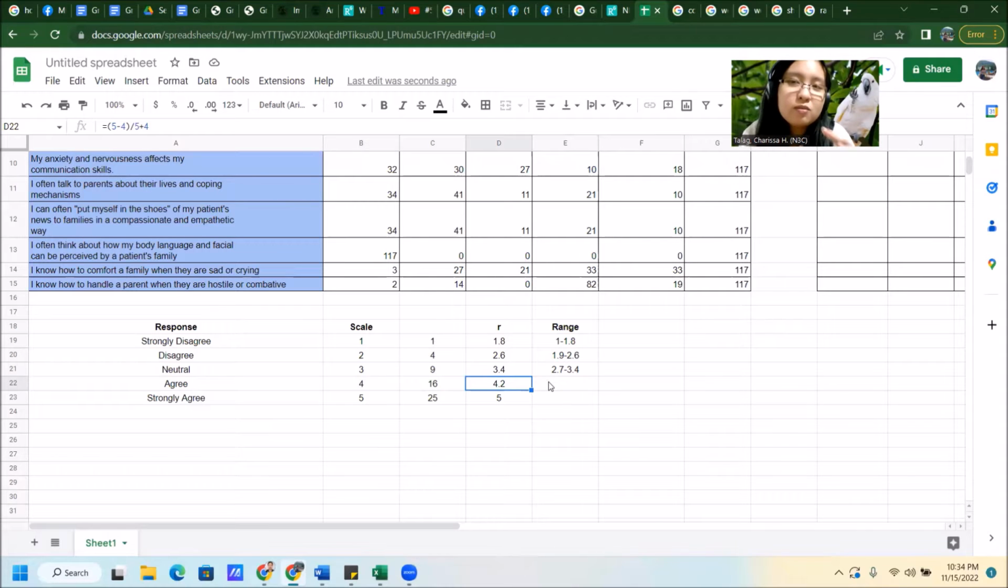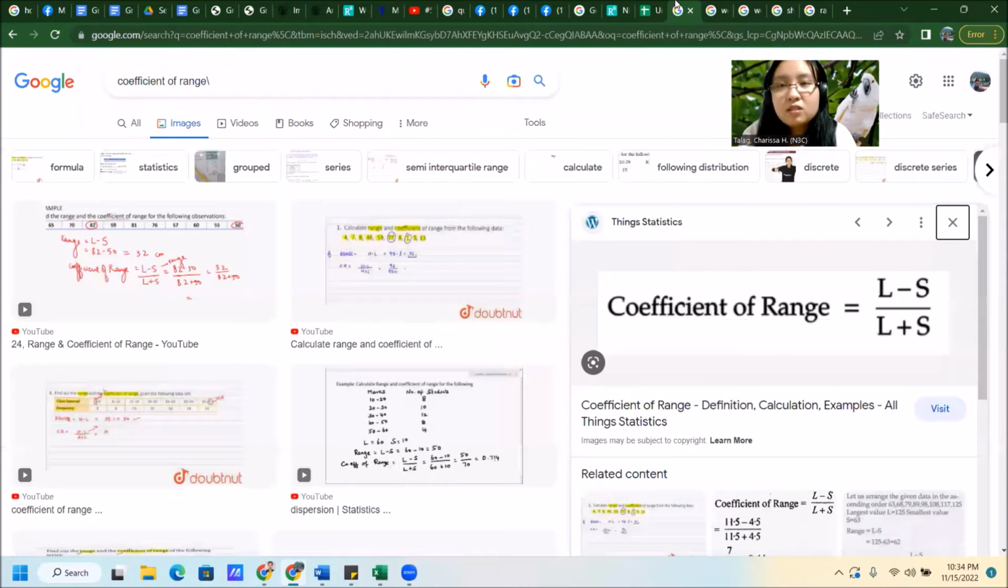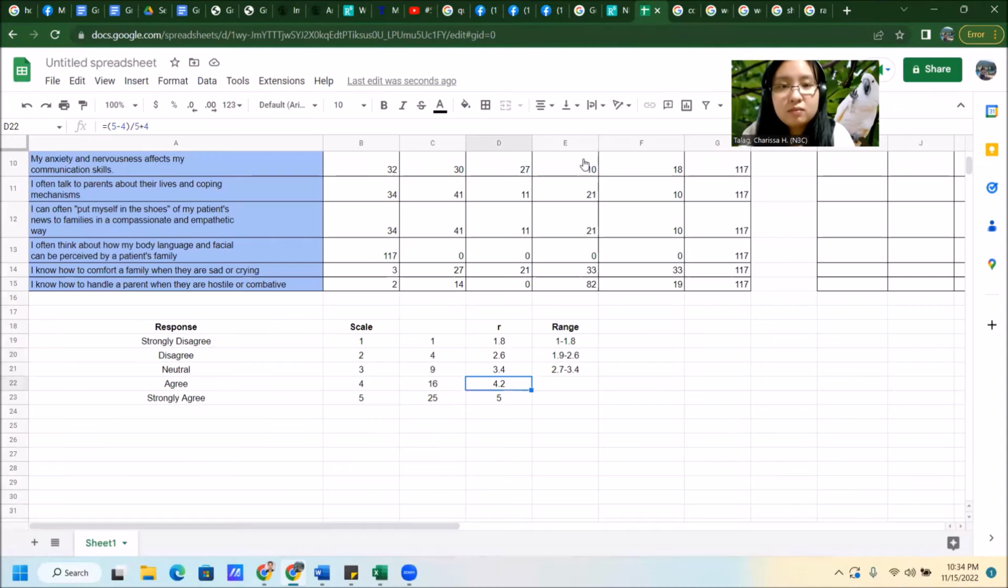So once again, if you want to check if it's really 4.2, use the formula for coefficient of range. Since we stopped at 3.4, we're going to start at 3.5 to 4.2. 4.2 plus 0.8 is going to equal 5. Since we stopped at 4.2, we're going to start at 4.3 to 5. That is the range.